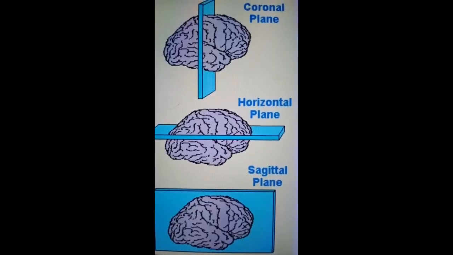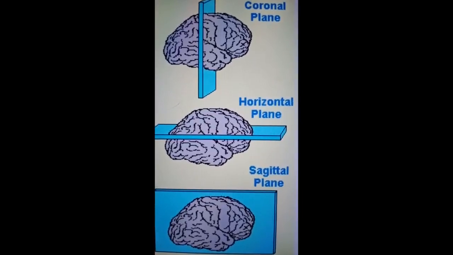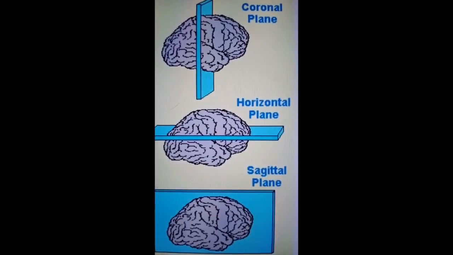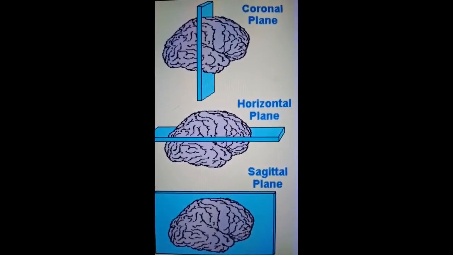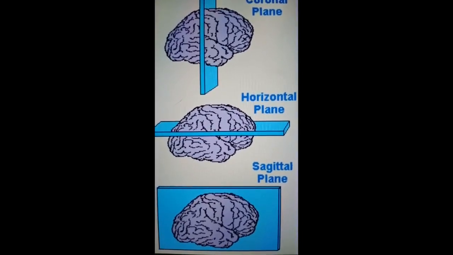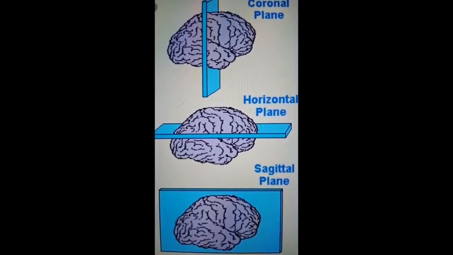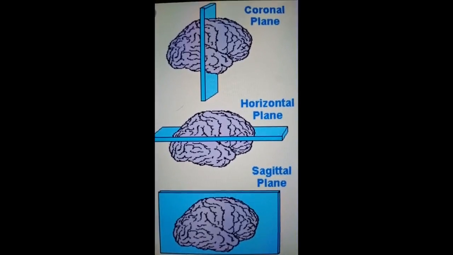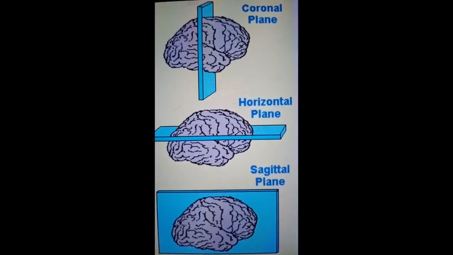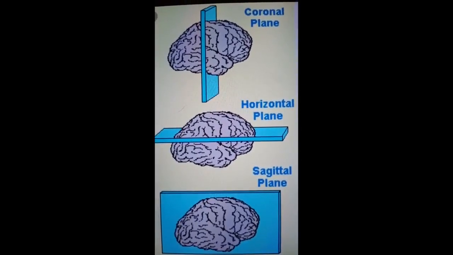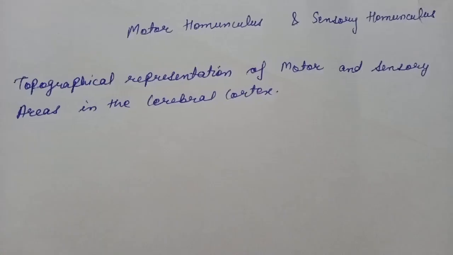In the same way, you can see the sections through the brain. The middle one is the horizontal plane, which divides the brain into an upper and the lower half. The lower one is the sagittal plane, which divides the brain into a right and the left hemisphere. And the upper one is the coronal plane, which divides the brain into an anterior and the posterior half.